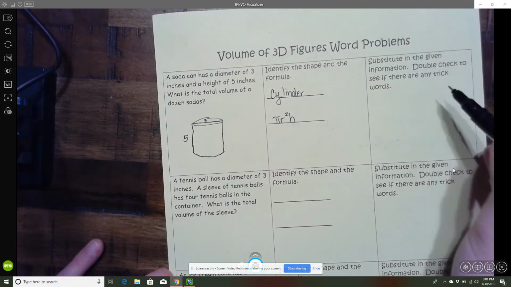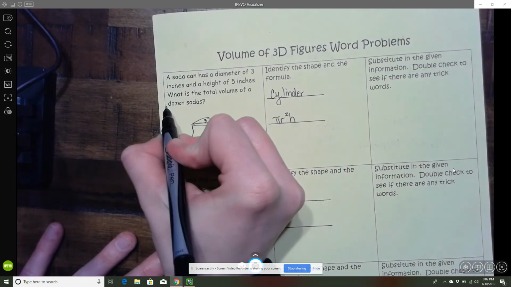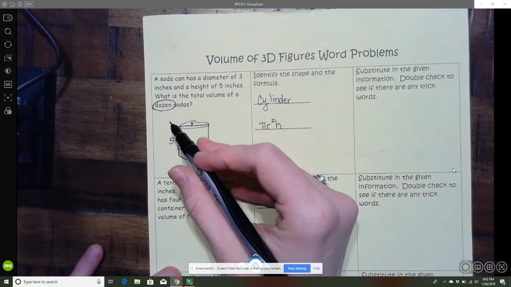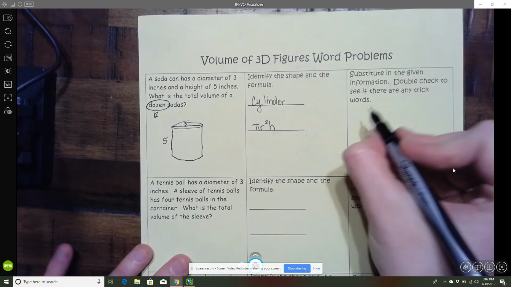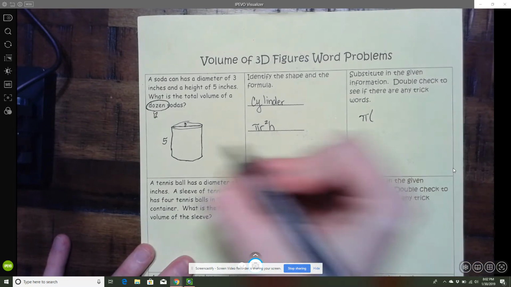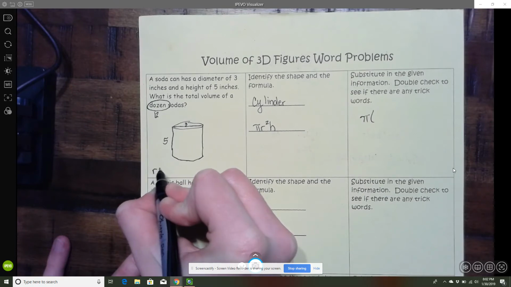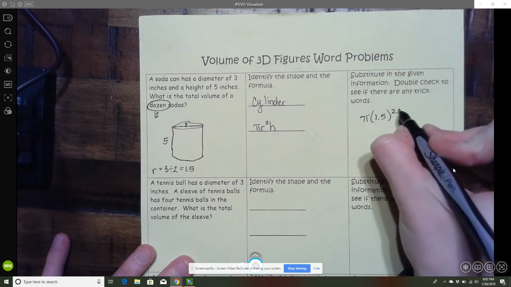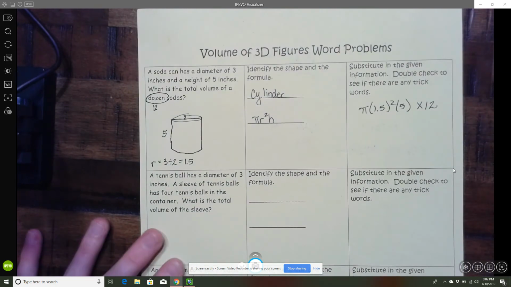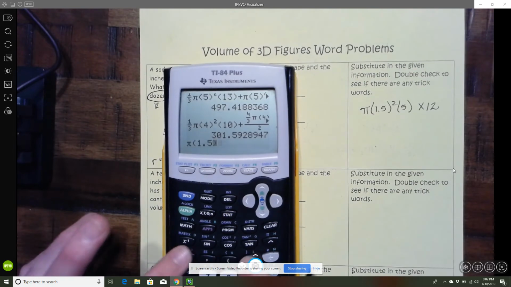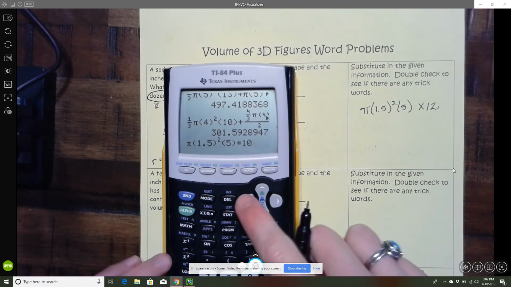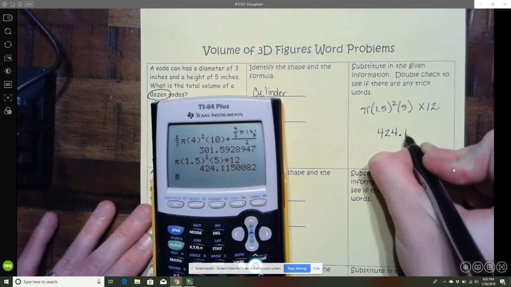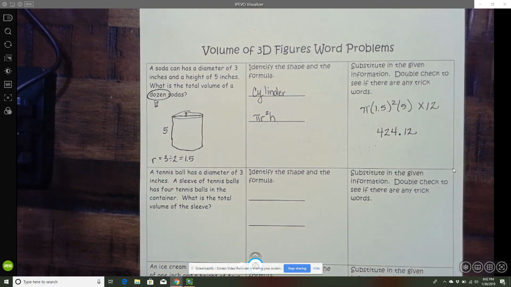And so you substitute in the given information and you double check to see if there are any trick words. So in this one, we've got a trick word of a dozen. And so what that means is I don't need to find the volume of 1 can, I need to find the volume of 12 cans. So I would do pi, and then I have the diameter here. So remember, to find the radius, I have to divide the diameter by 2. And at the very end, I've got to come back and multiply by 12. It doesn't give me something to round to, so we'll do hundredths again. So it would be 424.12. That would be our volume of 12 cans.